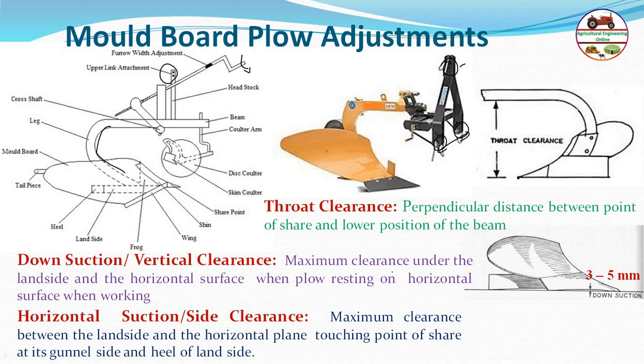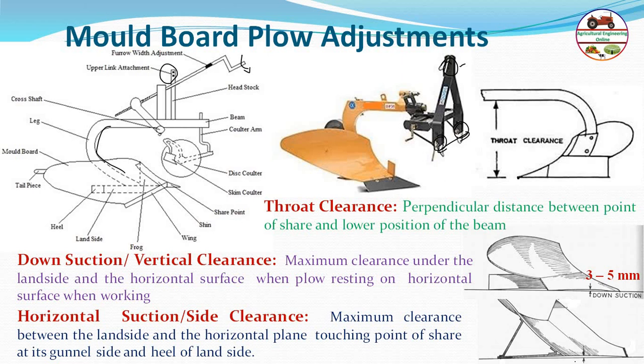Then there is a horizontal suction or side clearance. So basically the depth is controlled by the down suction, and the width is adjusted a little by the horizontal suction or side clearance. The side clearance is the maximum clearance between the land side and the horizontal plane touching point of share at its gunnel side and heel of the land side.